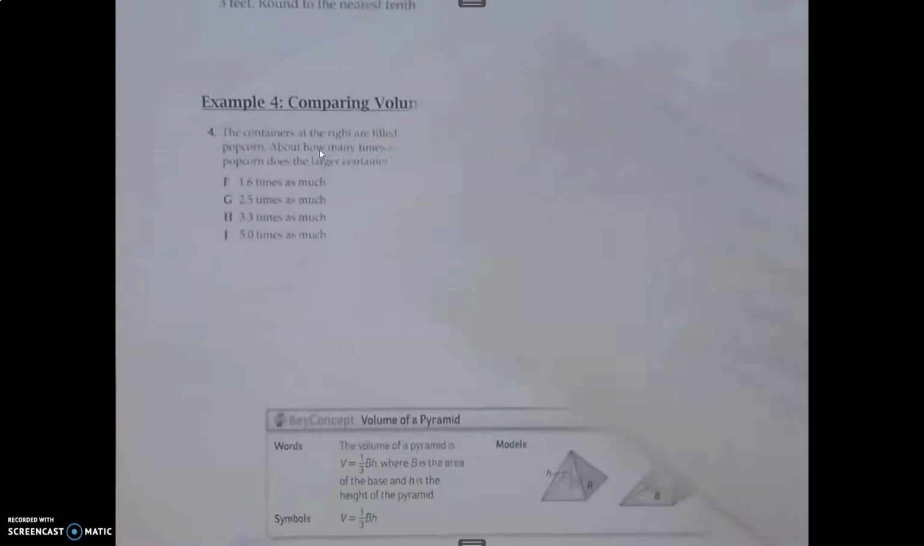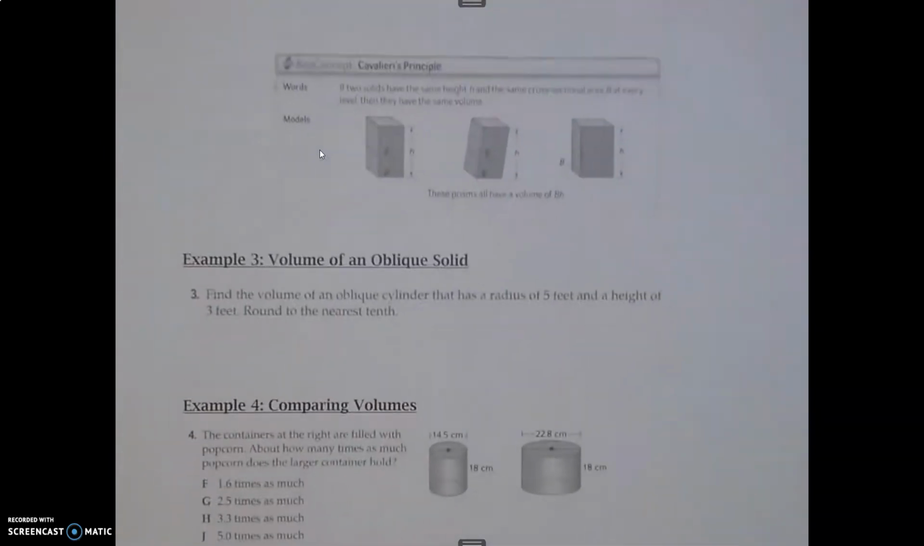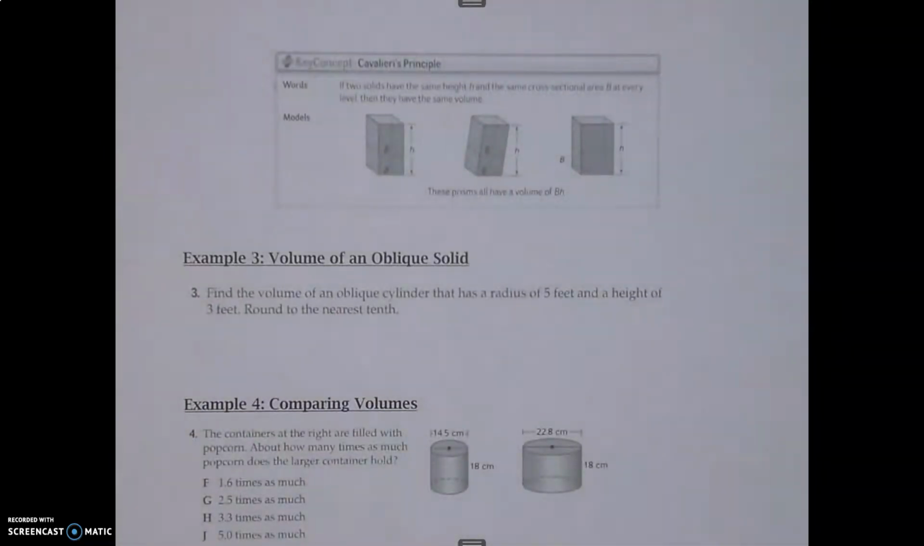So now we're going to move on to our next examples. And if you look here, notice now we have some slanted solids. But if two solids have the same height and the same cross-sectional area, which means if I sliced each of these rectangular prisms, they would have the same rectangle cross-section all the way up, which would have the same area, that means that they're going to have the same volume.